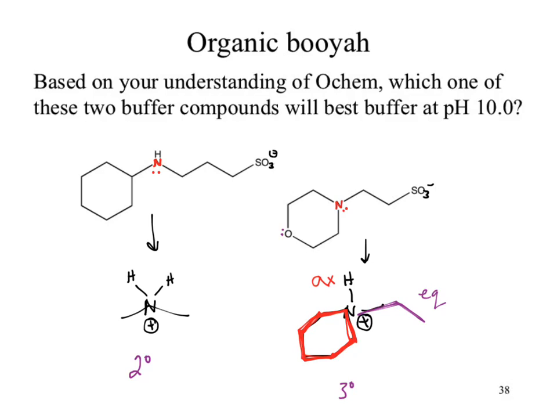What's the issue with the axial? Flagpole interaction, steric strain. That molecule now becomes inherently unstable. If it's unstable, what does that mean it's trying to do? Become stable by doing what? Getting rid of the hydrogen, which suggests that hydrogen is acidic. To be at a pH of 10, should we be acidic or basic? Basic. What does that mean? The one on the left is probably the better buffer. Right?